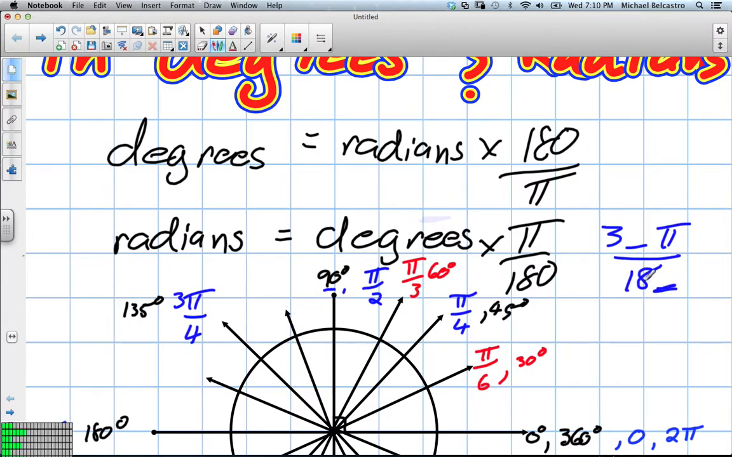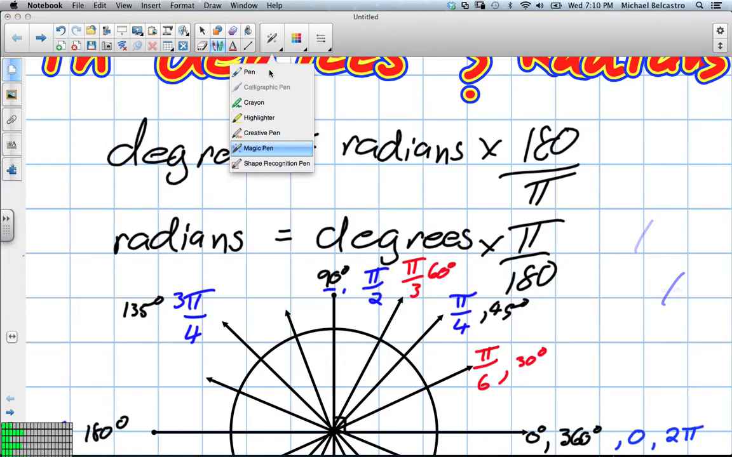Well, these reduce, right? 30 times pi is 30 pi. The zeros will cancel out, and then 3 into here becomes 6. So that's where we get our pi over 6.